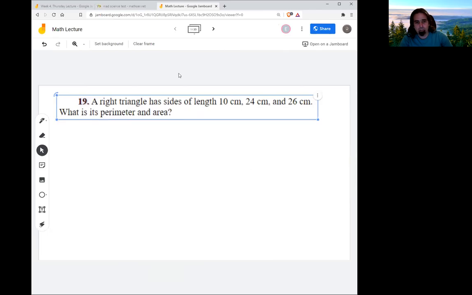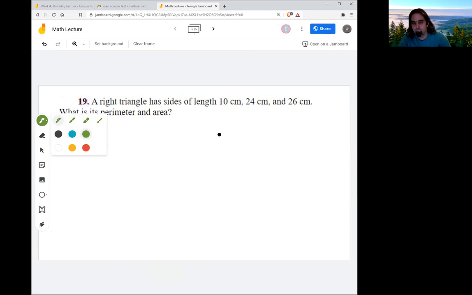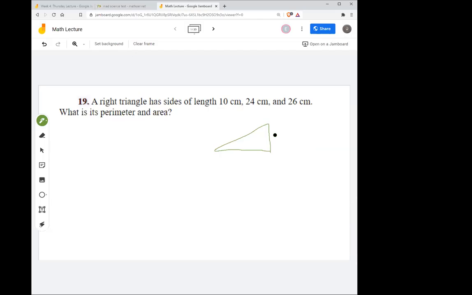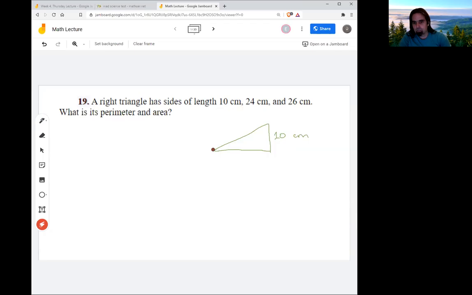So a right triangle. That just means the kind that goes up and down on one edge. And by tradition, they're drawn where the up and down is on the right side. A right triangle has sides of 10, 24, and 26 centimeters. So which side is obviously the small one? Where am I going to put my 10 on my picture? The smaller side? Yeah, that one.